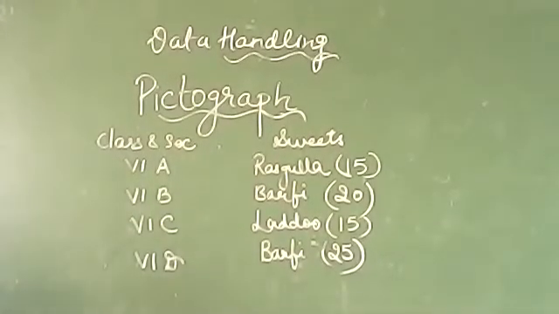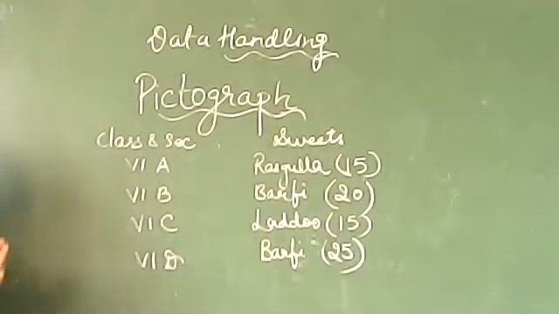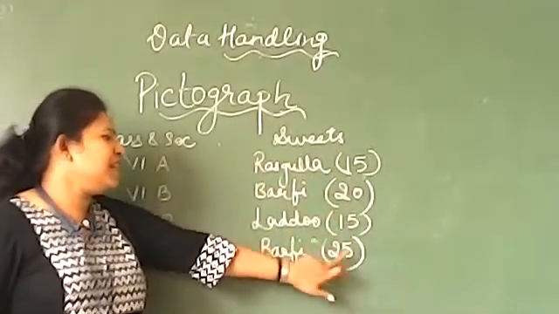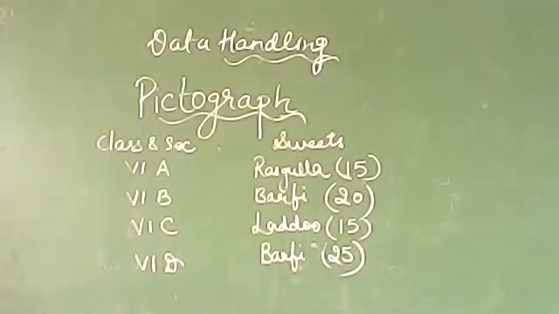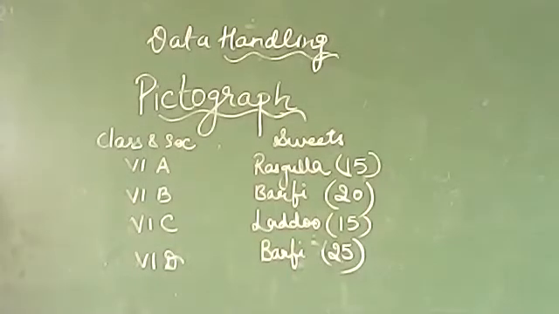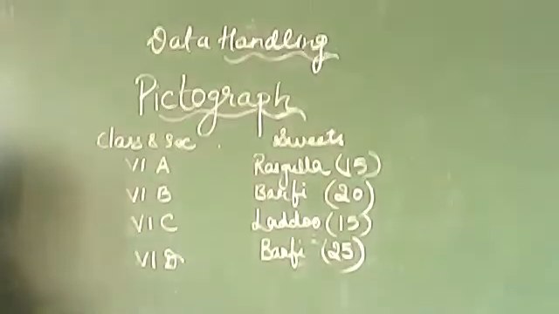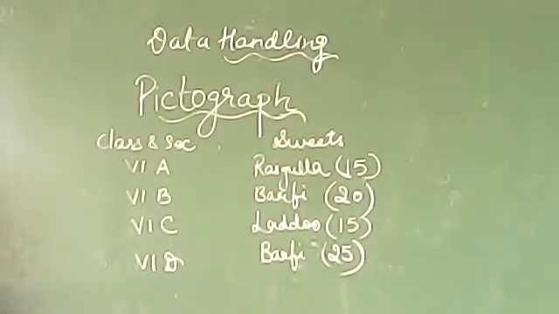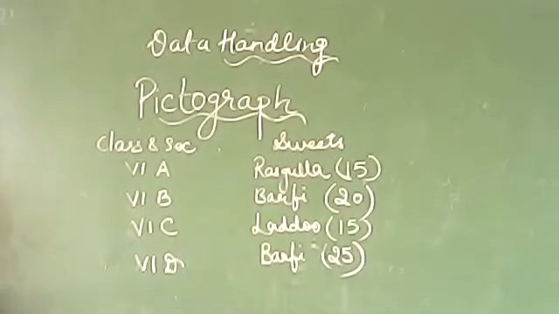Now remember beta, when we use pictograph, always look at the data to see what is common in all of it. For example, 15, 20, 15 and 25. These are all multiples of 5. In that case, you do not draw 15 rasgullas, 20 barfis or 25 barfis. Will it not be difficult for you? It will be very, very difficult to draw 20 barfis or 25 barfis. So it will be a very complicated process.